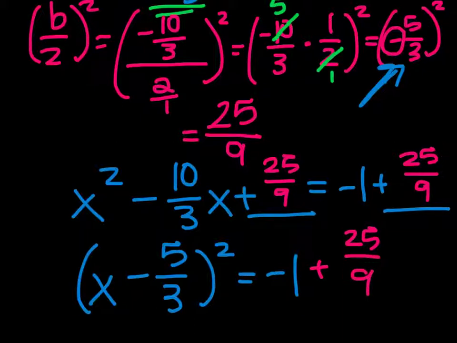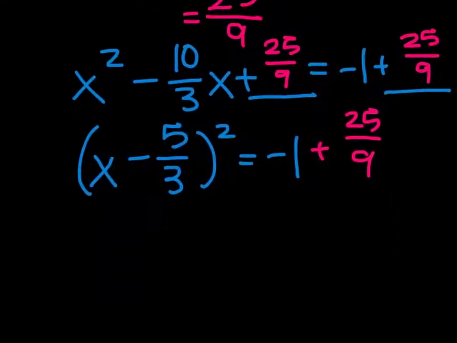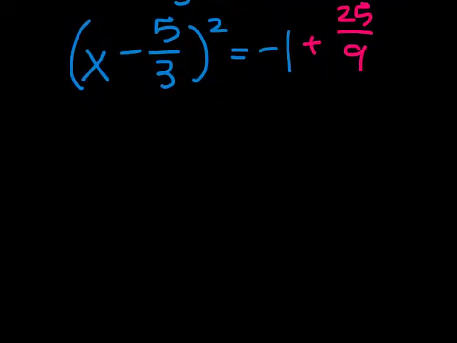Negative 1 plus 25 over 9, we need to deal with that. So let's think about that information. Let's do a little sidebar. Negative 1, we can rewrite that as negative 9 over 9. Know that you can always rewrite a number as a fraction, and you can rewrite it in any form as long as you keep everything equivalent, keep everything proportional. So we have negative 9 divided by 9 plus 25 over 9.